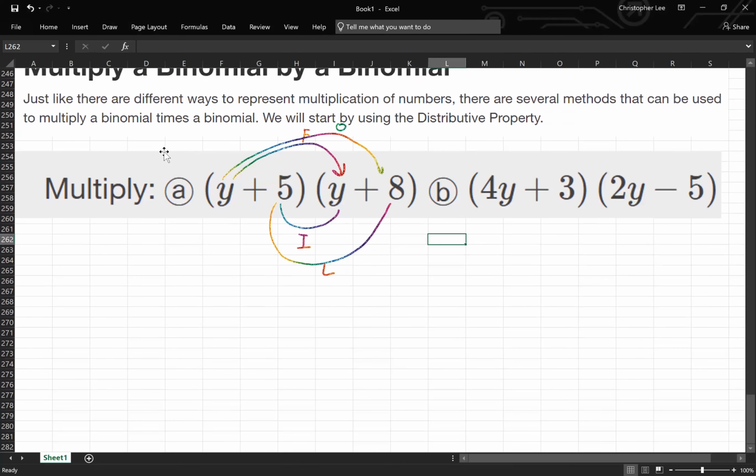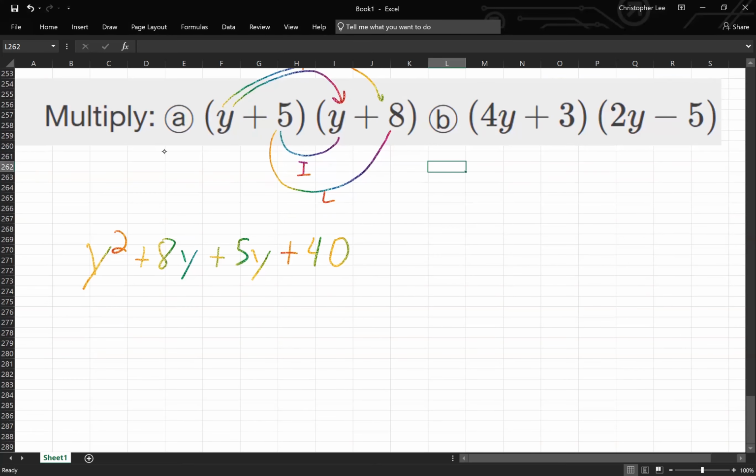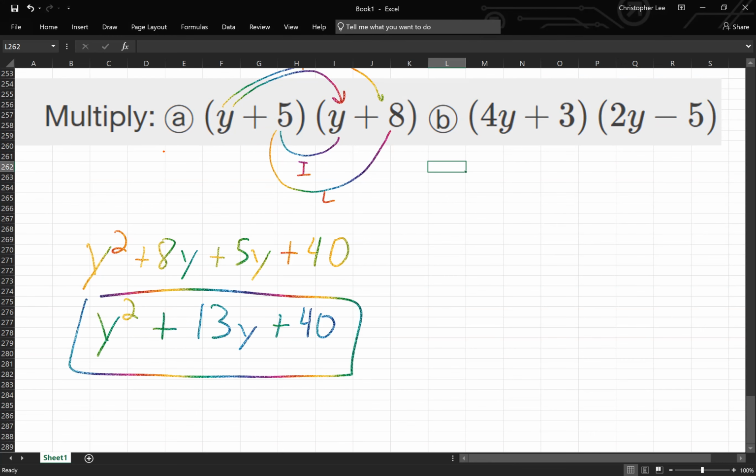Nice and simple. So y times y is y squared. y times 8 is plus 8y. 5 times y is plus 5y. 5 times 8 is going to be plus 40. And then when I'm done with that, I want to combine like terms. I have the 8y plus the 5y. This is going to become what? y squared plus, what's this, 13y plus 40. Then that'll be my final answer, combining like terms.